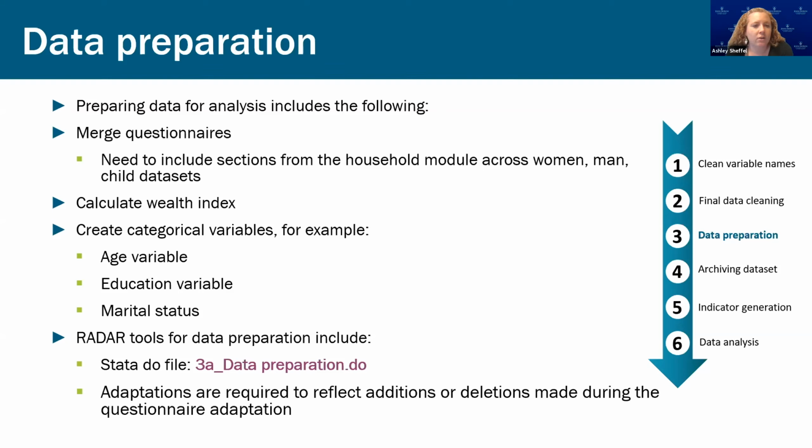We're also going to want to calculate our wealth index. We're going to need to create some categorical variables. For example, we're going to want some age variables that are categorical, education, marital status, etc. And so we've created a do file that's called 3A, data preparation. It does these steps for you. And again, these are light adaptations required that reflect country-specific changes.